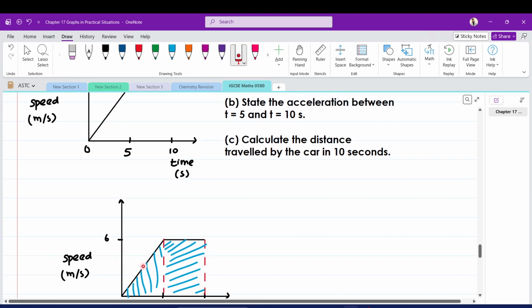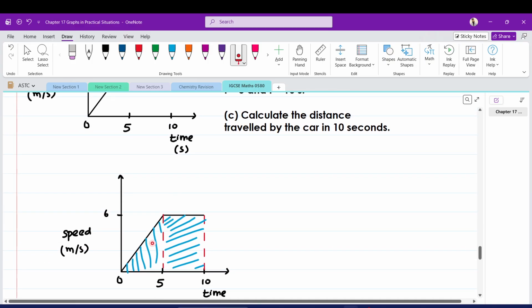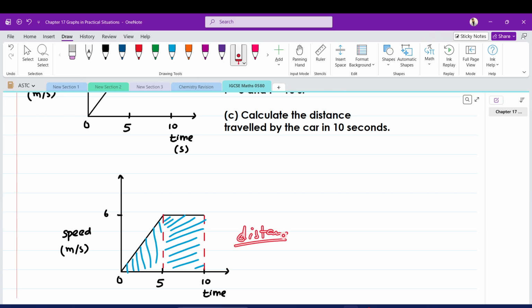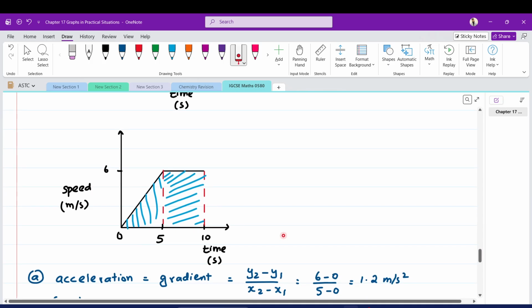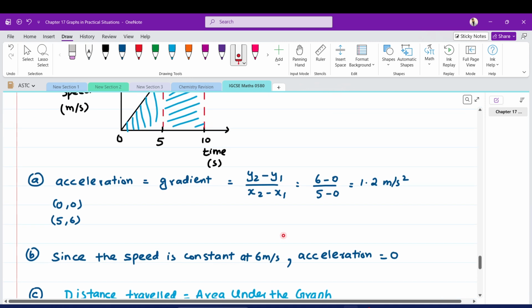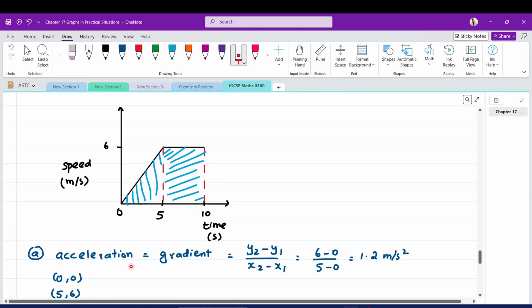So if I look at the shape, I can see that there is a triangle, and then there is a rectangle. If I can work out the area of this triangle and add it to the area of the rectangle, that would give me the total area of this figure, which will be equal to the distance traveled. Okay, there is another method to do this. Okay. So let's see. All right, first of all, let us do the calculations again.